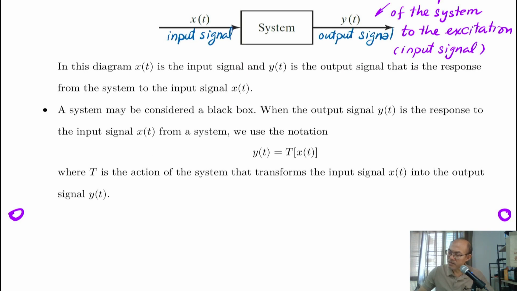Now, suppose we call the system T. We're gonna use this notation to mean that the system T takes on the input signal x(t), processes the input signal, and maps it to the output signal y. So y is a result from the system with the input signal x. Okay, so T transforms x into y. That's what this means, right?